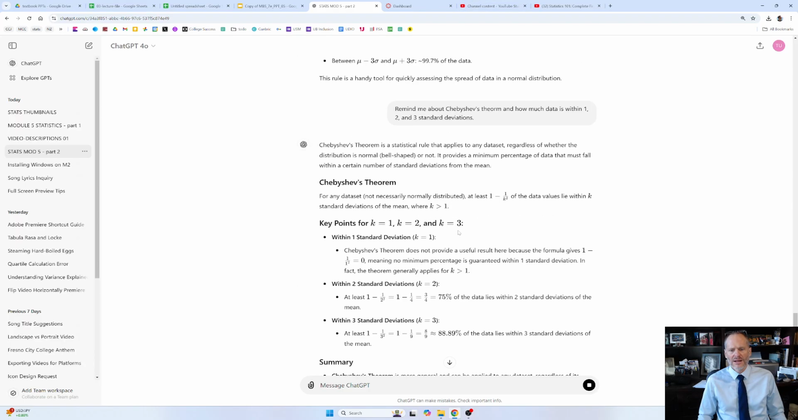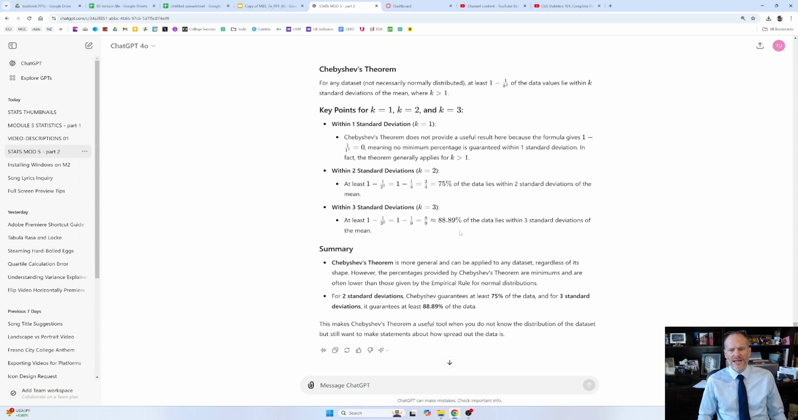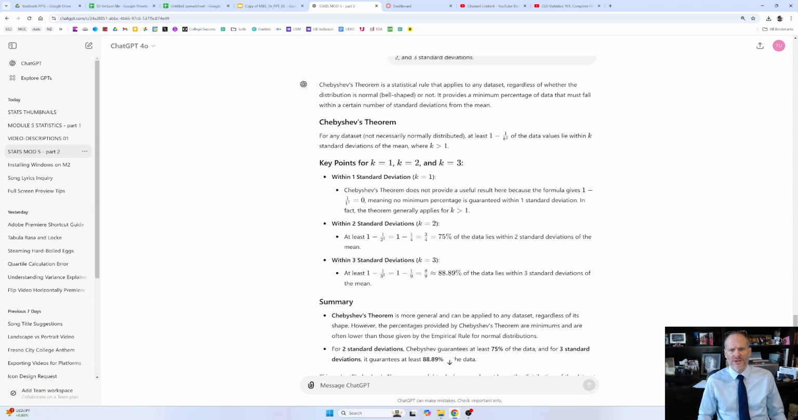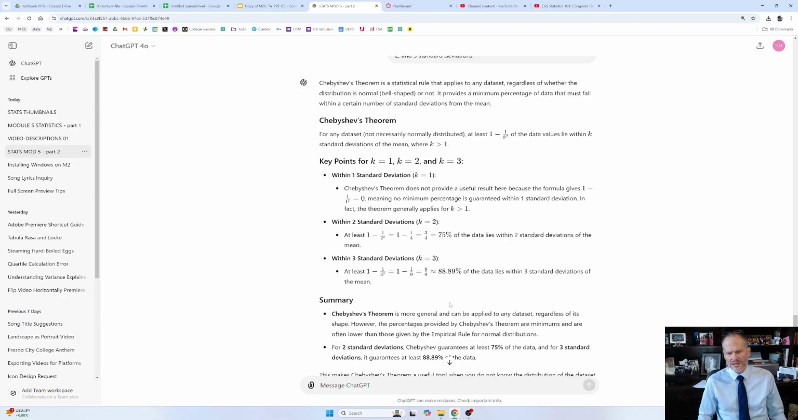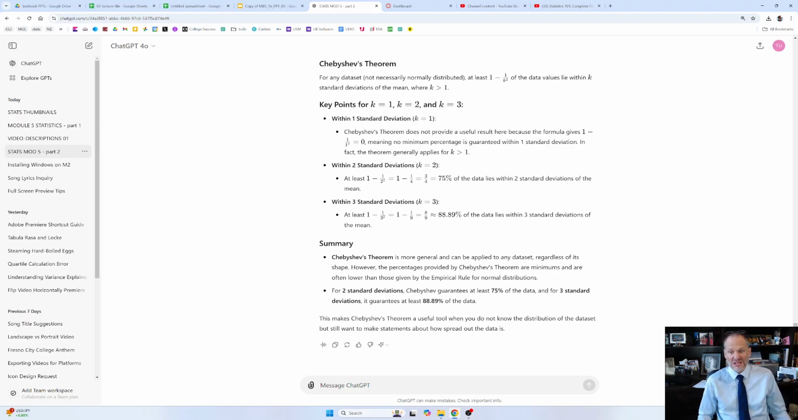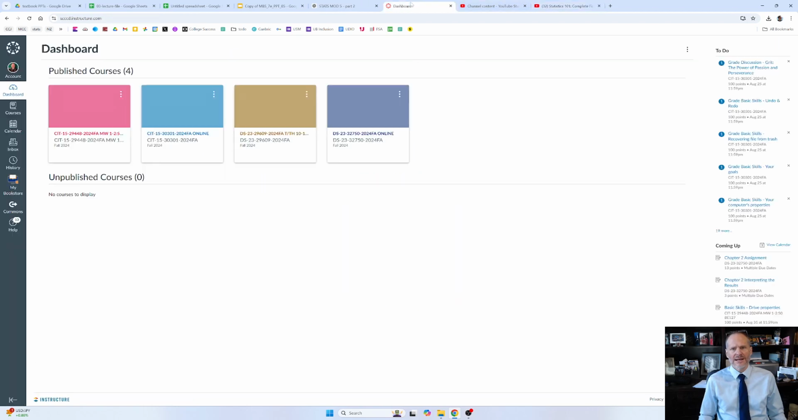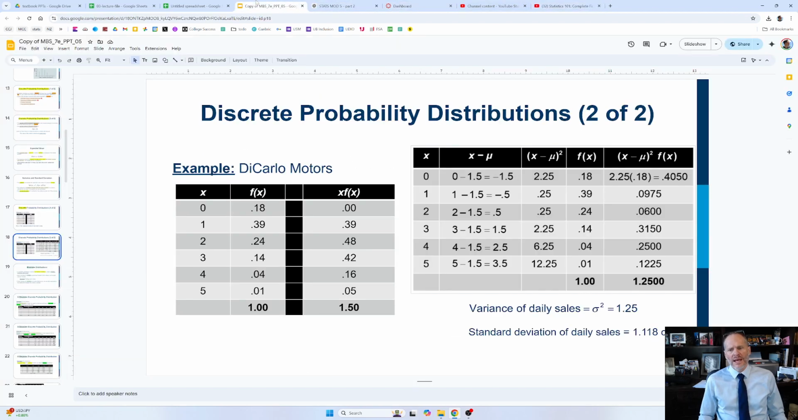And then here we have Chebyshev's theorem, and I'm just looking for 1, 2, and 3 standard deviations. Chebyshev's theorem is 1 minus 1 over k squared. And so Chebyshev's theorem does not provide a useful result here because the formula gives 0. Then within 2 standard deviations, 75%, and within 3 standard deviations, 88.89%. So I guess Chebyshev's doesn't tell us anything at 1. That's kind of new information for me. I'm learning this too.